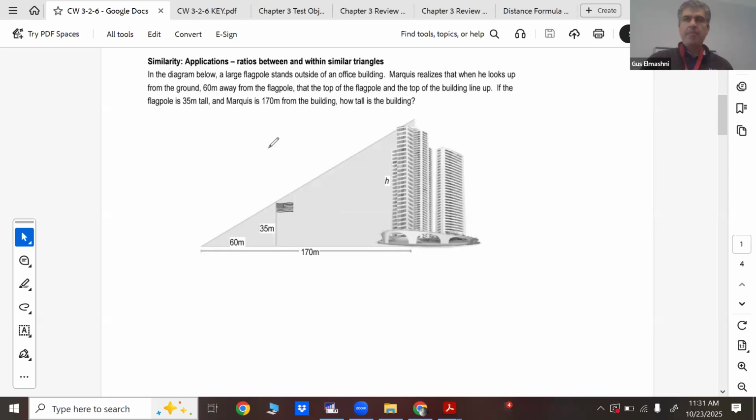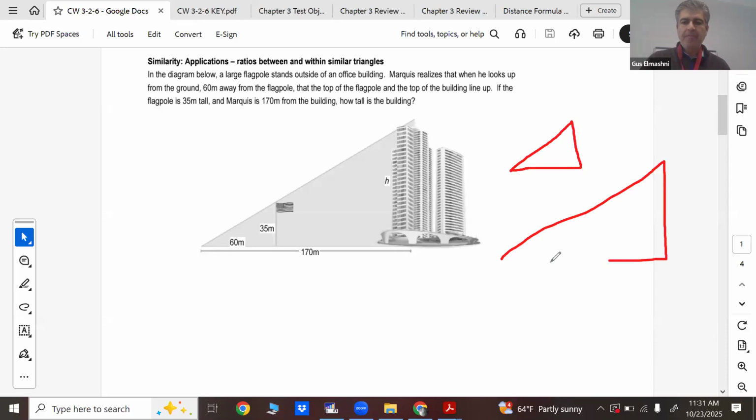Okay, let's have someone read the problem. You guys quiet. I'm going to have Cam. Can you read the problem? Similarity applications. In the diagram below, a large flagpole stands outside of the office building. Marquise realizes that when he looks up from the ground, 60 meters away from the flagpole, the top of the flagpole and the top of the building line up. If the flagpole is 35 meters tall, and Marquise is 170 meters from the building, how tall is it?